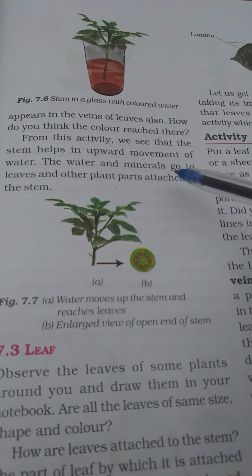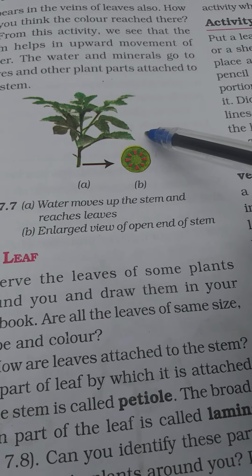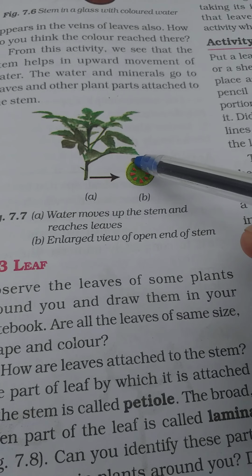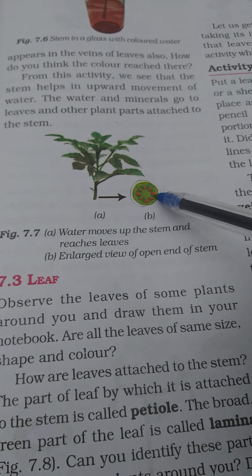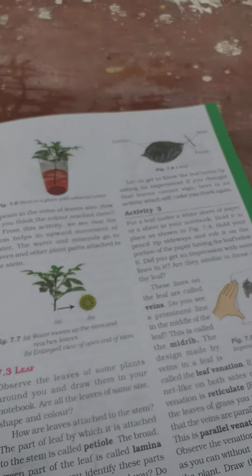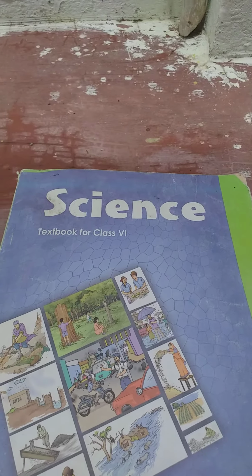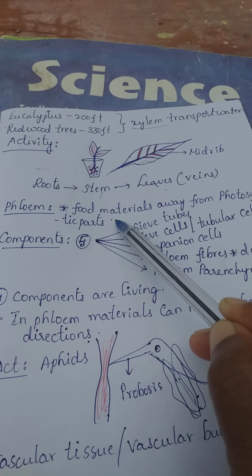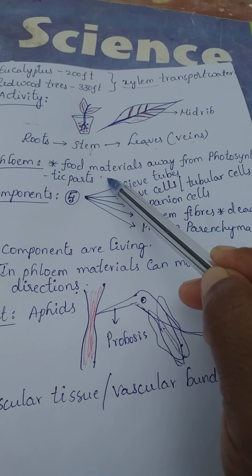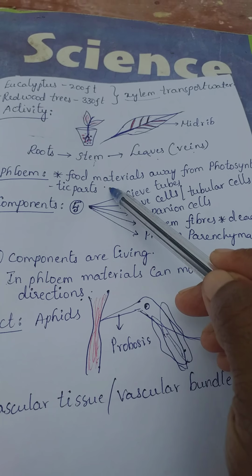water and minerals. So this is the enlarged view and open end of the stem. If you see these red color dots, they resemble the xylem. And next one, phloem. Phloem is another type of complex tissue which transports the food materials.